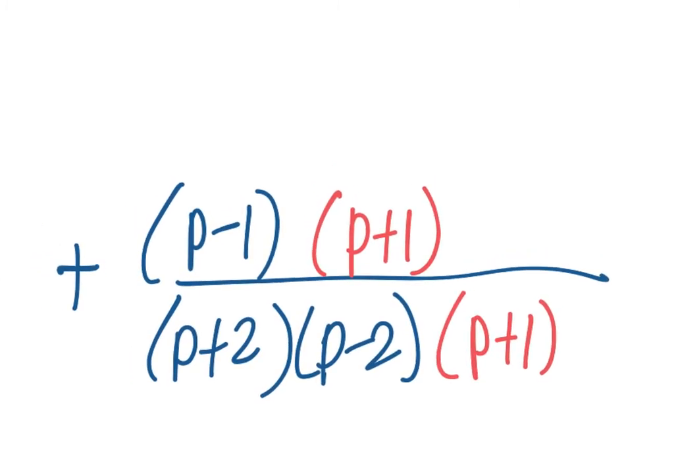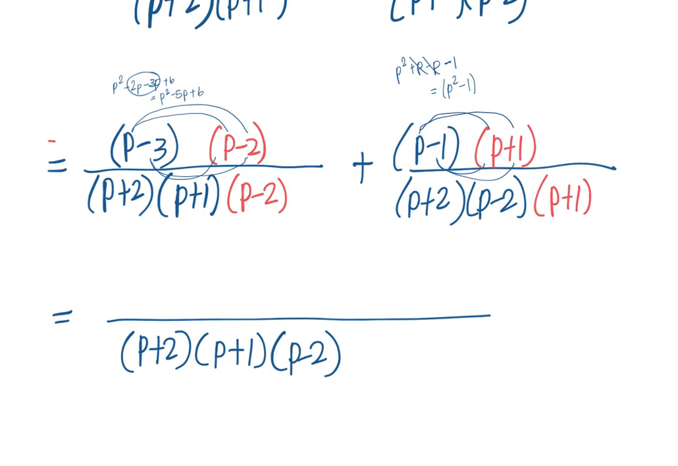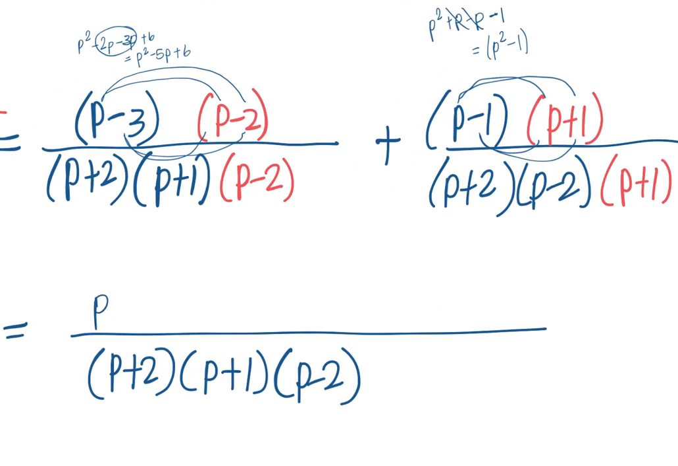On this, we need to distribute as well because we have two binomials. So we get p squared, p times 1 is p, negative 1 times p is negative p, negative 1 times positive 1 is negative 1. But again, we have like terms, p minus p, that just completely cancels to give us p squared minus 1. So now in my numerator, I can call this p squared minus 5p plus 6 plus p squared minus 1.